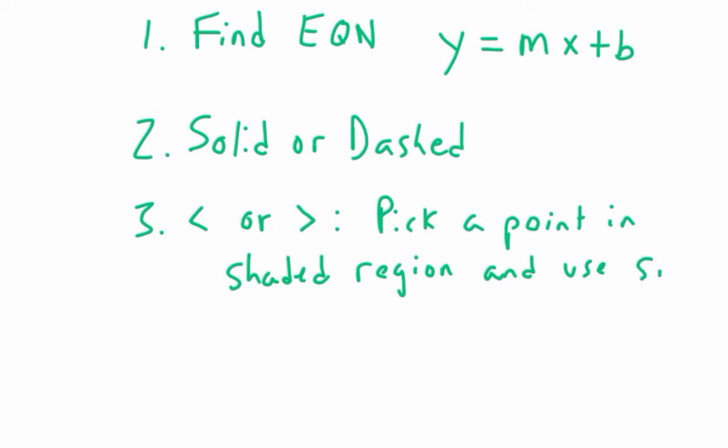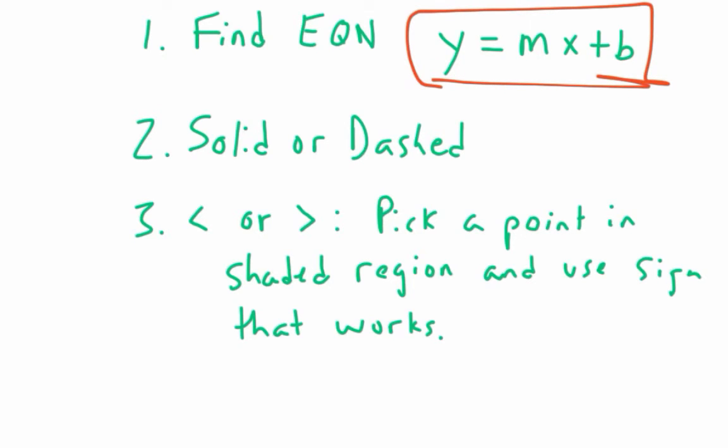Use the sign that works. As far as a point in the shaded region, if you're in this form of y equals mx plus b up here, if you pick a point that's on the y-axis, it's going to be a whole lot easier, because then this is just going to drop out because your x is 0. And you can just take your y-intercept and put it in for y. So we'll do that in a second.